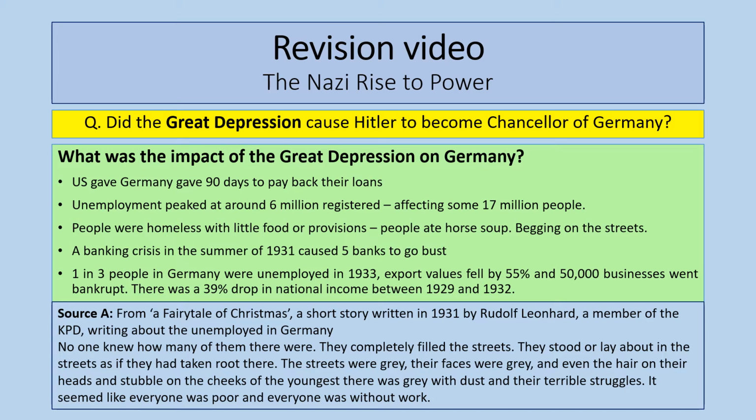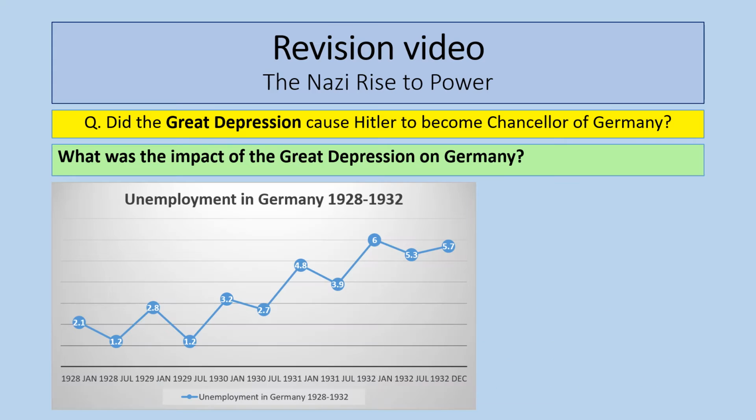But I think one of the really significant consequences of the Great Depression was the complete collapse of Weimar democracy during this time. And that was really important, because what the Great Depression showed is the Weimar Republic was no longer working. It was no longer functioning properly. And we can see that if we look at a little bit more evidence about that.